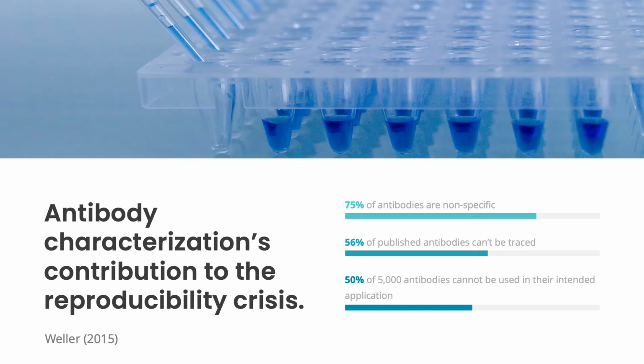The issues that I've been describing here today have been coined the reproducibility crisis, and we've known about it for years now. It's gotten so bad that we're at a point in which 75% of antibodies don't bind specifically to their target. 56% of published antibodies can't be reliably traced in any meaningful way, and over 50% of antibodies can't even be used in their intended applications. So how on earth are you going to know what to do?